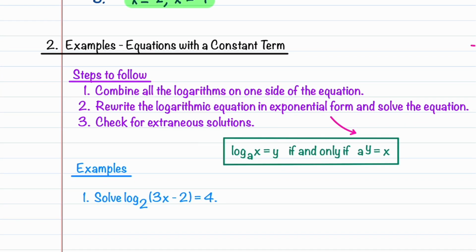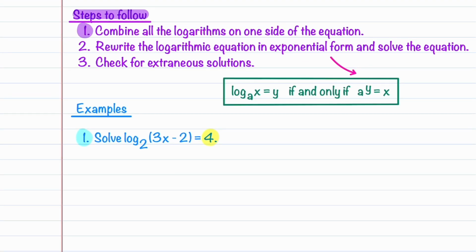Let's now look at some examples where we will be solving logarithmic equations that have a constant term in them. Let's look down at the bottom of the page at our first example. You can see that this equation has a log on the left-hand side and a constant on the right-hand side. So this is a logarithmic equation with a constant term. I have written down 3 steps that we can follow, and we're going to go through these one by one as we walk through our example.